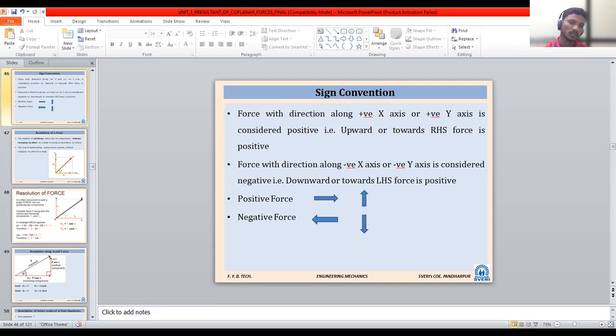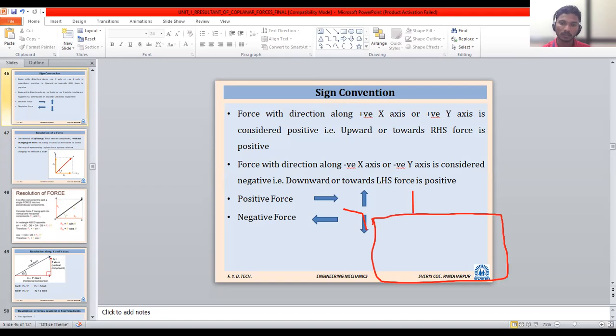After that, we started how to go for resolution: for a given force, how we can go for resolution. In that, one of the forces makes an angle theta. Here we apply trigonometry and finally come to a conclusion. I have given a simple thumb rule, how to remember it. So there is a simple thumb rule for how we can remember this.